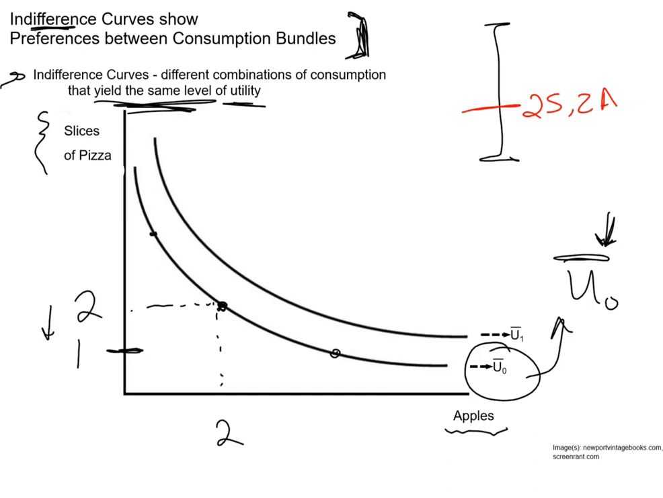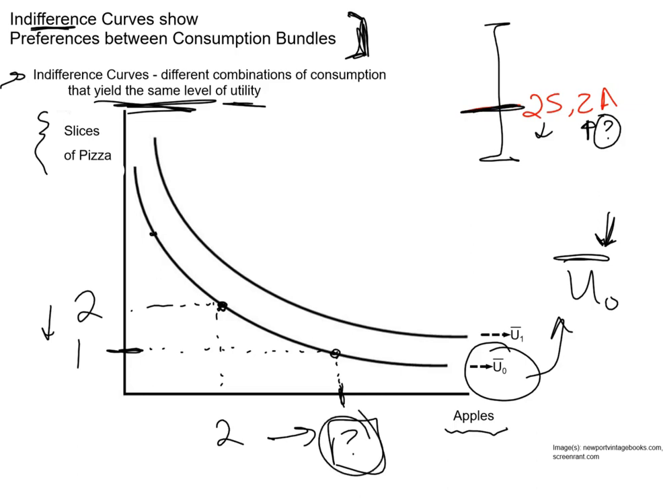So the only way that I could maintain your happiness is by giving you some more apples. So a question is, how many apples would I have to give you in order for you to maintain the same level of happiness as what you had before, right? If I take away a slice of pizza, I've got to compensate you by giving you more apples, but what's the amount of apples that it would take to get you back to that same level of happiness? That answer is going to be different for everyone, right?